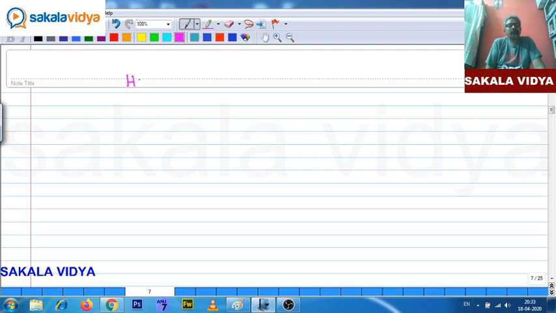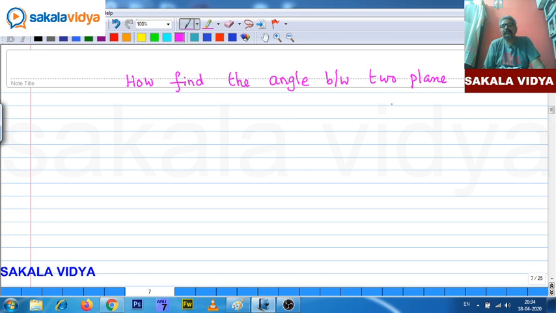How to find the angle between two plane curves. That means that they must be two-dimensional figure curves. So, steps.